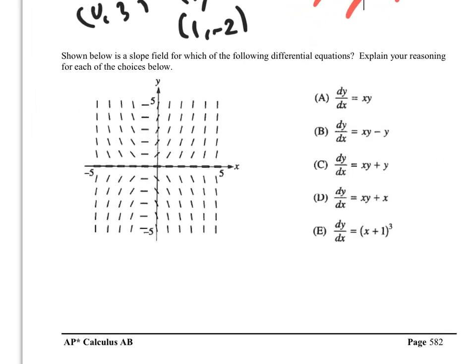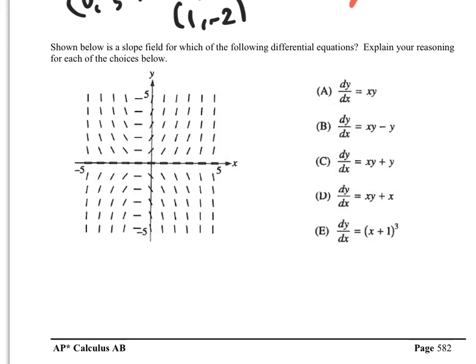Multiple choice question. Oh, look at that. It's already done for you. You got to figure out which one that picture goes with. Somebody give me a hint. What would you do to figure out which of those works? Plug in some points. Go ahead and give me a point that you see in the graph. 0, 0. 0, 0 should be a 0, right? Yes.